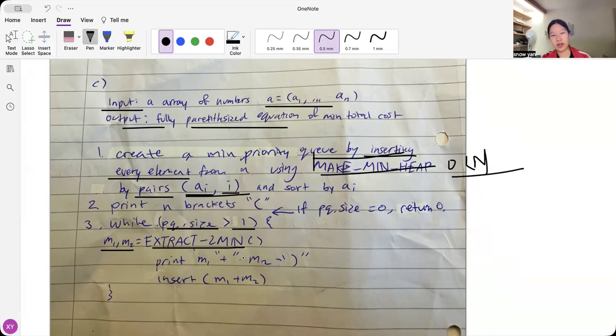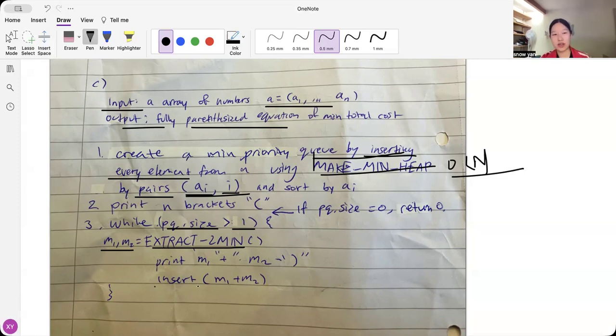And then what I do is I just print m1 plus m2, and I make sure I have a bracket. So the idea behind this is basically every time I want to take the two minimum numbers and add them together, because I'll show the correctness later, but it basically is the best optimal strategy at this point and will be the global optimal strategy as well.